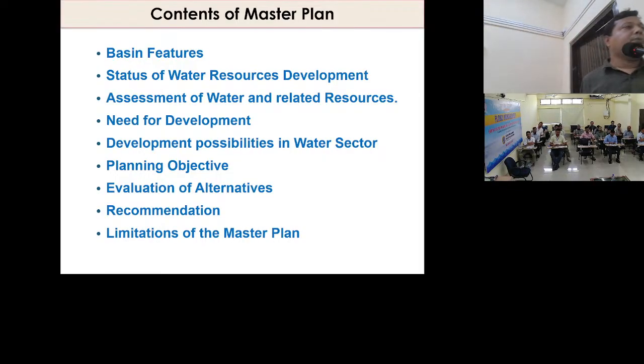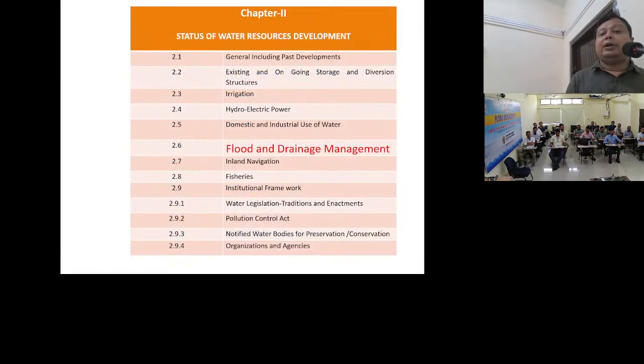So these are the contents of our master plan, and these are nothing but the chapters of the master plan actually. Suppose the first chapter is general, where all the information is clubbed. It is just informative, but in detail you will get from chapter 2. So 2.1, 2.2, 2.3, these are exactly the points in the master plan. And in that case, the bold one you see, 2.6, is related to flood and drainage management.